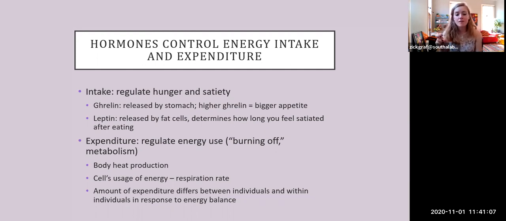Other passive ways of burning off energy through metabolism include body heat production. We burn calories to warm our bodies up. Cell energy expenditure, which is known as the cellular respiration rate. And the amount of expenditure differs both between and within individuals. So when you eat less, you expend less because your body knows that you're running at a deficit. Theoretically, when you have more fat stores in your body, you should expend more. But when your body is in a state of overweight and obesity, often it causes leptin resistance, which is where the leptin receptors in your brain get worn out and can no longer detect fat stores in your body.